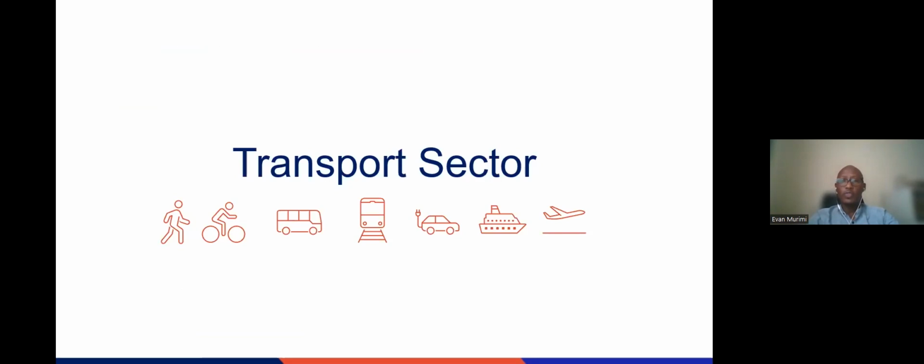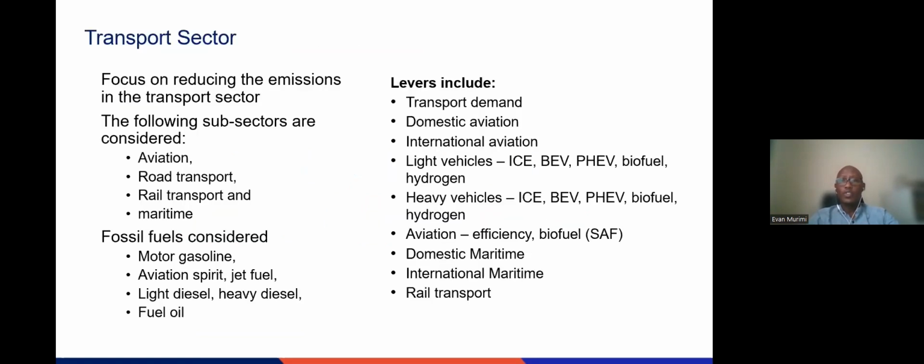Now let's look at the next sector. And this is the transport sector. In the transport sector, we were mainly looking at the main transport systems in the country. So we have the road transport, we have the aviation, the rail, and the maritime sectors. So the key is what can we do to reduce the emissions in these 4 sectors. Currently, you'll find that we are using either gasoline, aviation spirit, jet fuel, light and heavy diesel, as well as fuel oil to fuel our transport sector.